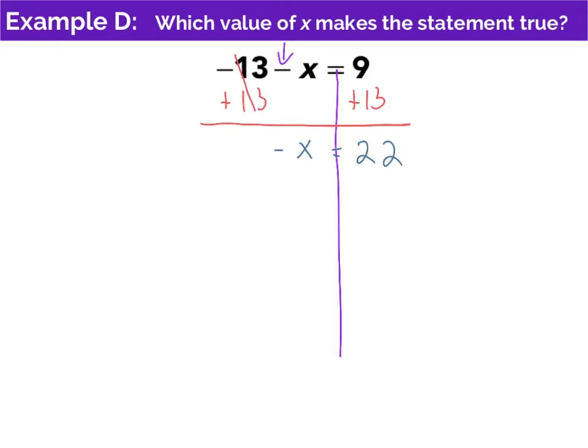But I'm not looking for -x. I'm looking for x. So I have to get rid of that negative sign. The only way to get rid of that negative sign is I have to figure out what the coefficient is and do the inverse operation. Since I don't see any other number there other than the negative, I know this is -1x. So in order to get rid of that -1 times x, I have to do the inverse operation, which is division. So I have to divide both sides by -1. -1 divided by -1 is +1, or +1x. And 22 divided by -1 is going to be -22. So my final answer is x equals -22.